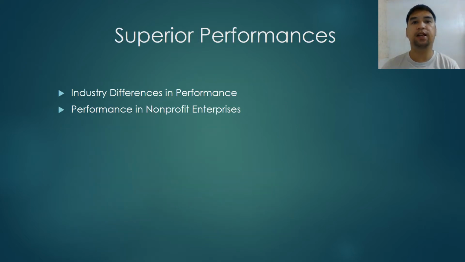Superior performance: industry differences in performance. Company performance is determined by the industry in which it is competing. The different competitive conditions prevailing in different industries may lead to differences in profitability and profit growth. It depends on its relative success in its industry and the overall performance of its industry relative to other industries.